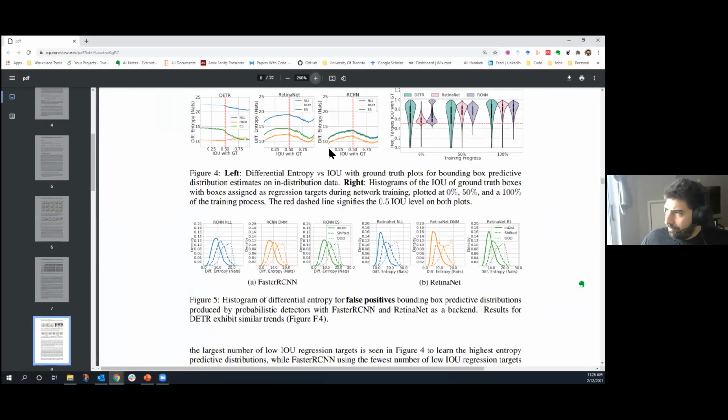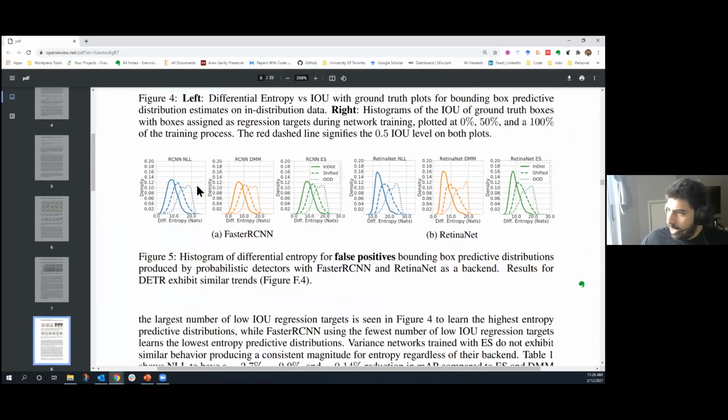These plots are taken from mistakes. So basically, we collect our mistakes from an object detector, basically object detections that do not have any object in the ground truth set. And we plot their entropy, the distribution of their entropy, right? And here we have three data sets: in distribution, data set shifted, and the full out of distribution data set.